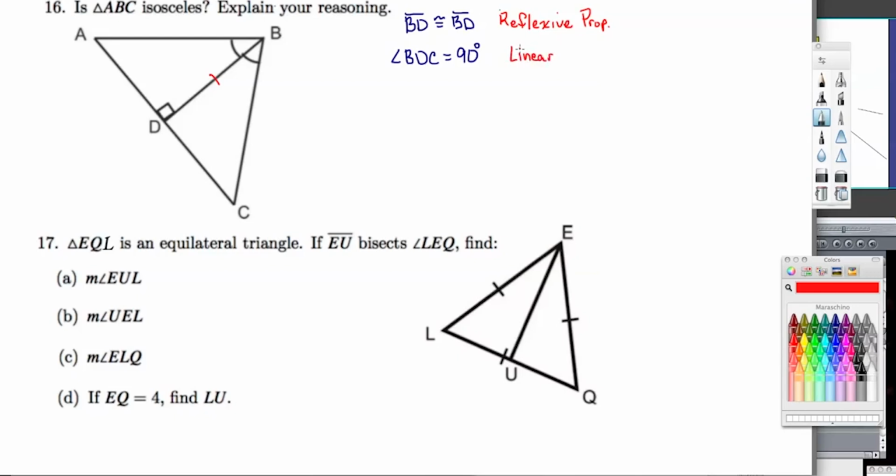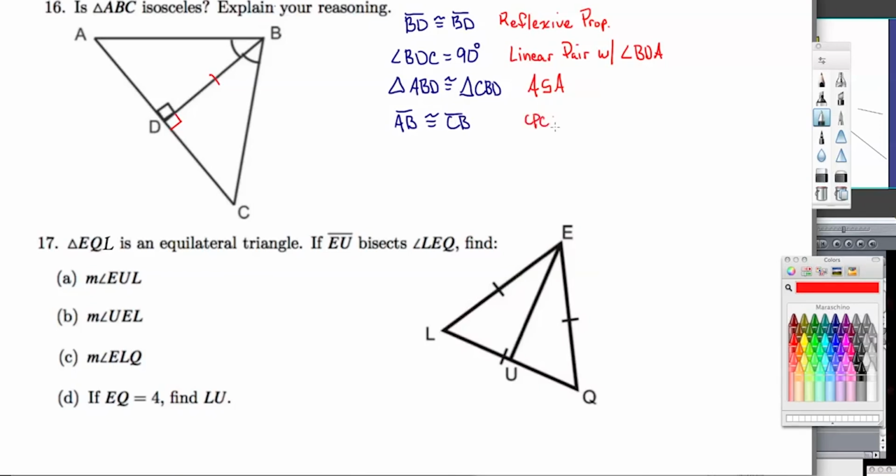I know that angle BDC is 90 degrees. It's a linear pair with angle BDA, so those angles are both going to be 90. And triangle ABD is going to be congruent to triangle CBD because of angle side angle. So we're already given those top two angles were congruent.